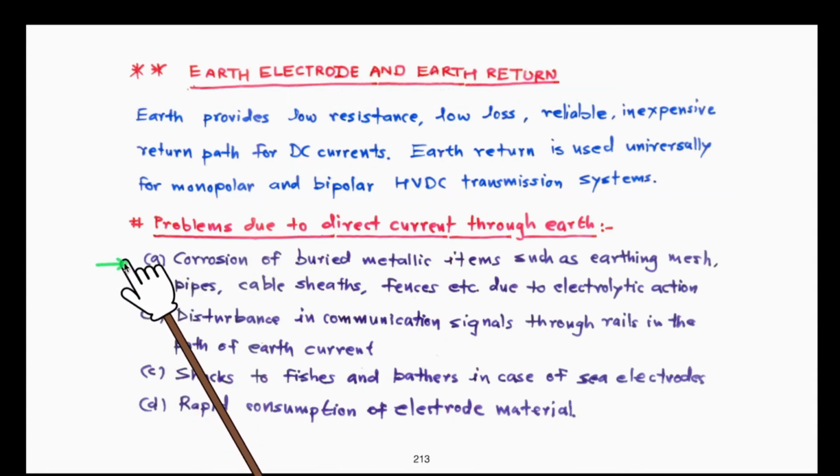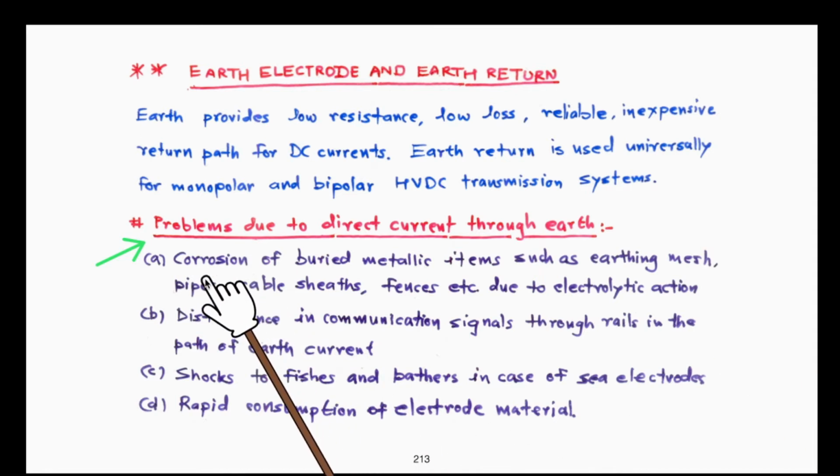Now, next we come across the point that if we are going to use earth as a conduction path, the earth surface or the earth layer, will it affect the power system, or the earth surface or the nearby objects? What is its impact on the other elements? We are carrying current, but are there some disadvantages associated with the direct current flowing through the earth? So various points are mentioned here.